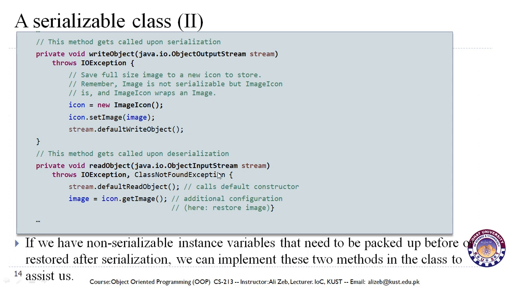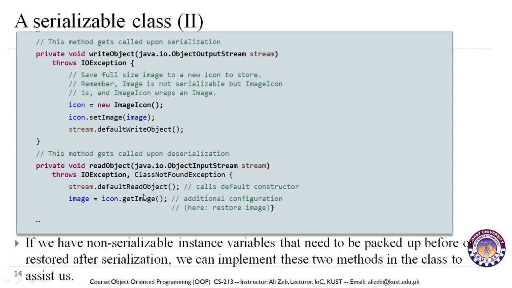And we can see that we are using an object of the object input stream over here, and we are using an object of the object output stream over here when we are writing to the file, and when we are reading from the file we are using an object of the input stream.